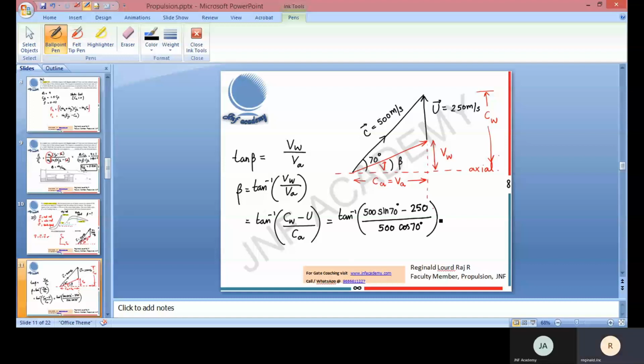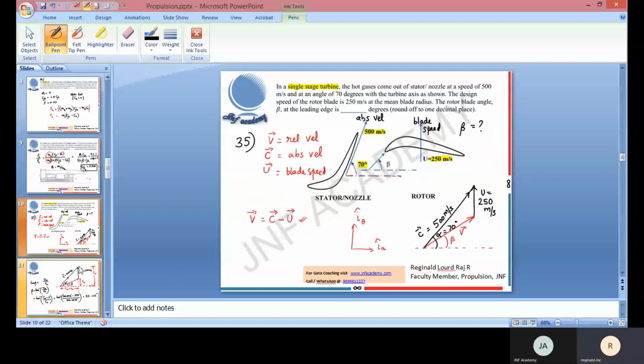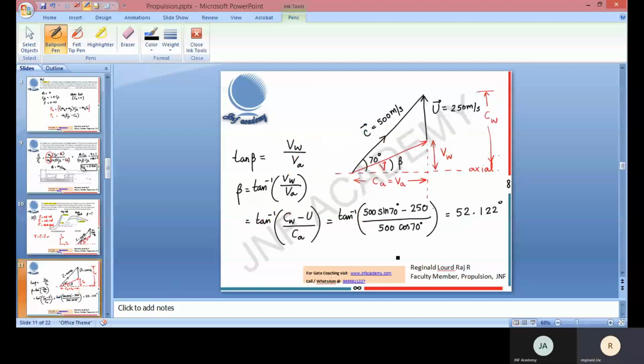And the answer happens to be 52.122 degrees. Because they have asked to round to 1 decimal place, the correct answer would be 52.1 degrees. I think they will give you plus or minus some allowance. For example, 52.0 to 52.3, they may give an allowance of plus or minus 0.1 degree, but more than that probably they will not give an allowance. But this is the exact answer.